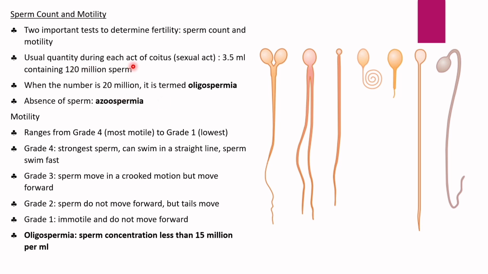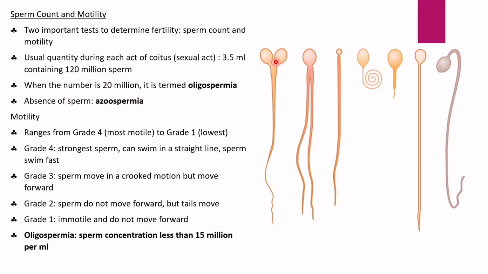Usually during the sexual act, a 3.5 ml solution of semen contains about 120 million sperm. This is the average estimate. When the number during the sexual act is 20 million, it is termed oligospermia, meaning the sperm count is low. If there is absence of sperm, we call that azoospermia.